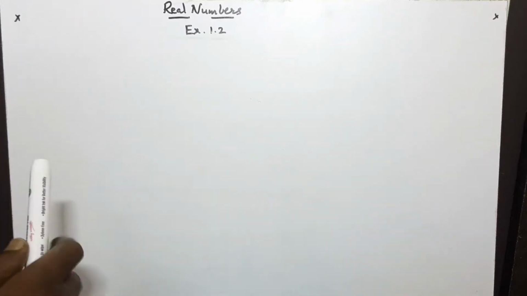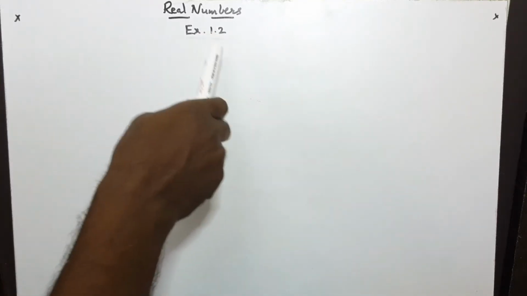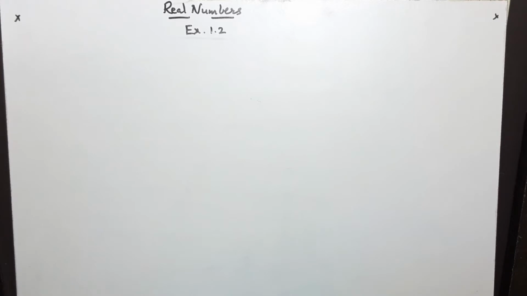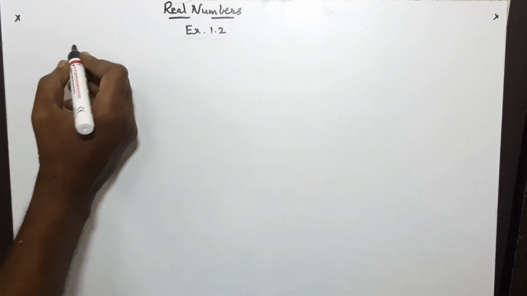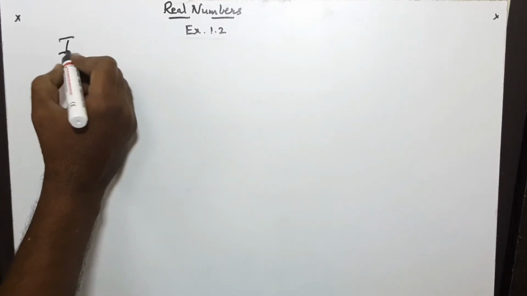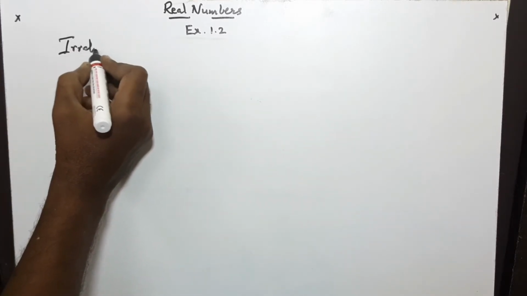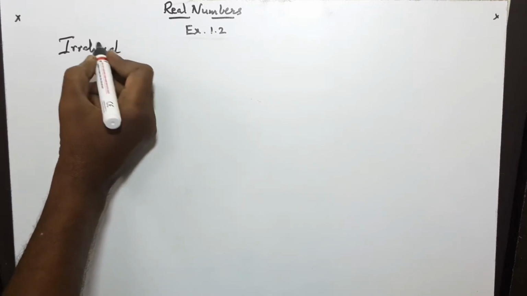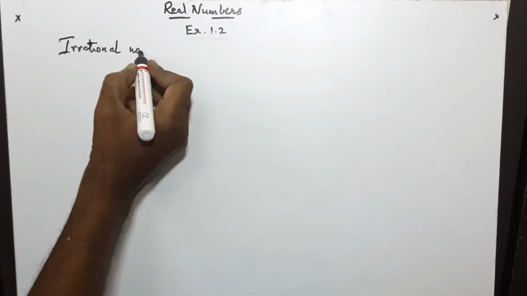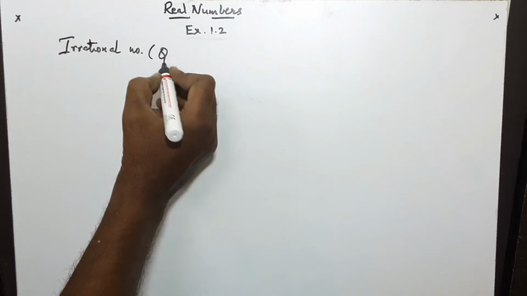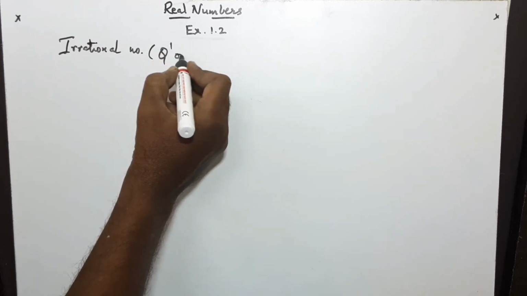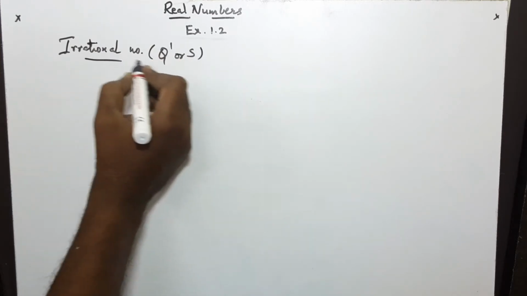Okay, today we are going to deal with exercise 1.2. Before entering into exercise 1.2, let us have a small discussion about irrational numbers. As we all know, the set of irrational numbers is represented by Q dash or S.